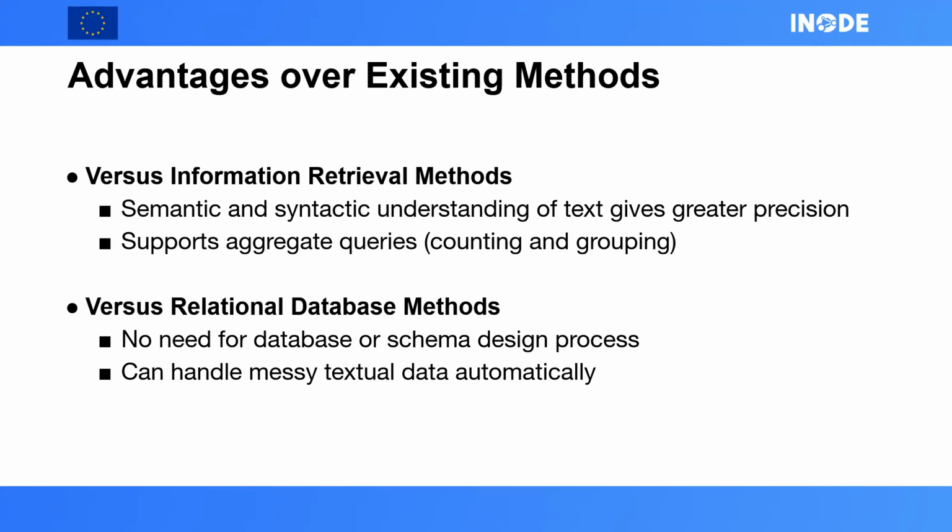The advantages of this type of search over existing methods such as information retrieval or relational database methods is that versus information retrieval, you can have a semantic and a syntactic understanding of the text, which gives greater precision. And it also supports aggregate queries, as I showed in a demonstration such as counting or grouping nodes together. And versus a relational database, you don't actually need to go through the process of designing a schema or a database, and it can handle messy textual data automatically.